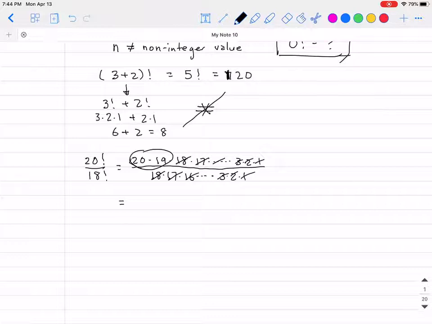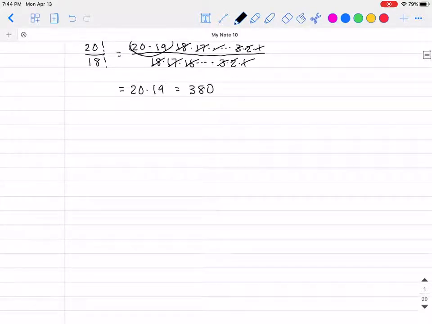So this is going to give you then 20 multiplied by 19. So the answer is equal to 380. Remember, ideally, I would like to try to avoid using the calculator as much as possible because math is not always about using a calculator. So yeah, that's my reasoning for it anyways.